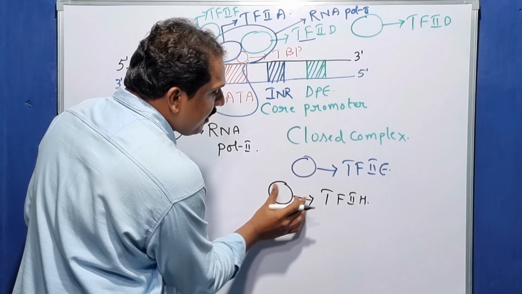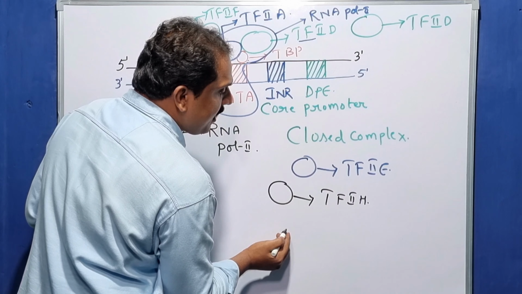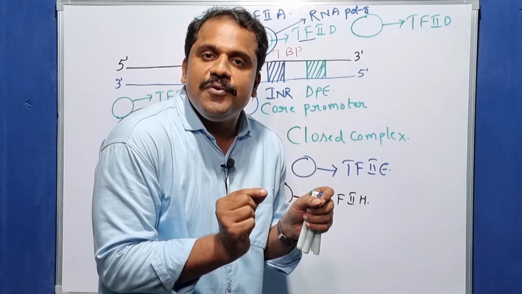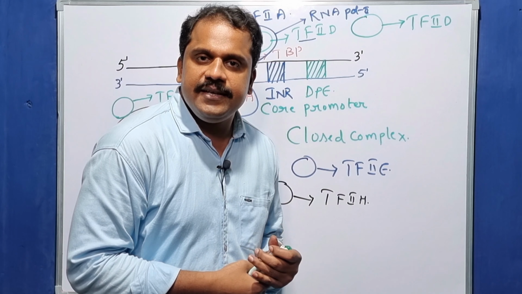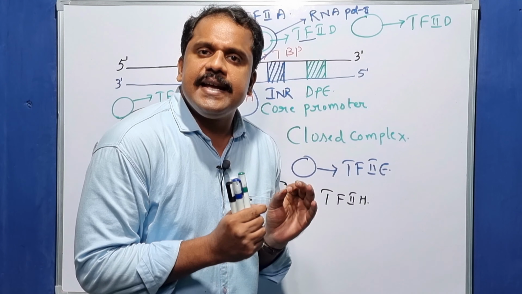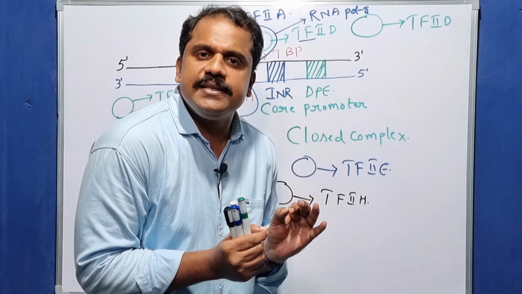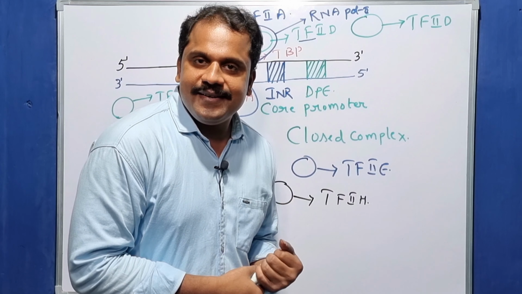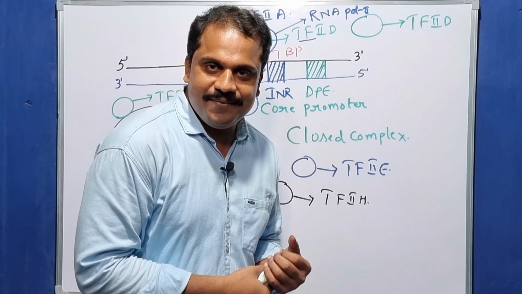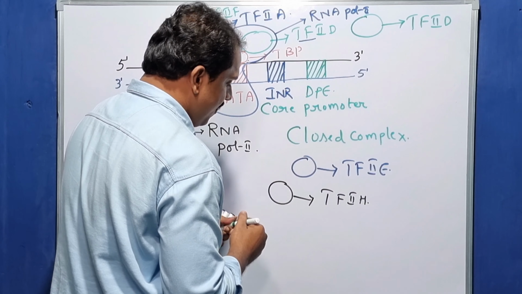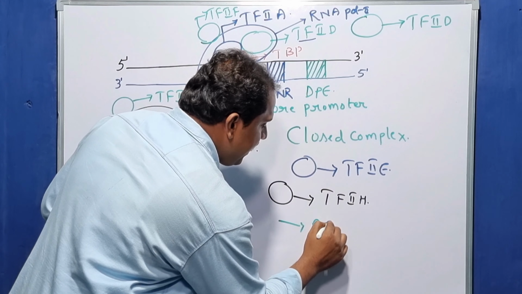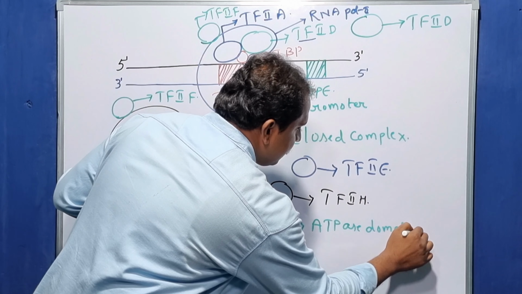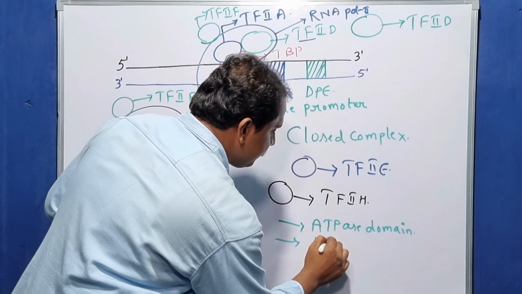So here, likewise TF2E, the specific TF2H is a dimer. It consists of two different domains. So what are the two different domains which are a part of TF2H here? These domains are nothing but, one is the ATPase domain and the other one is the kinase domain. Is it clear? So let me write it on the board. One is the ATPase domain and the other one is the kinase domain.